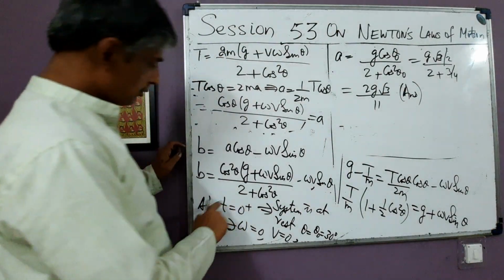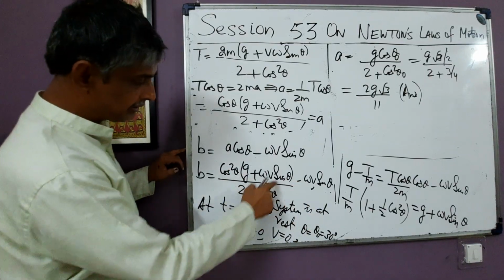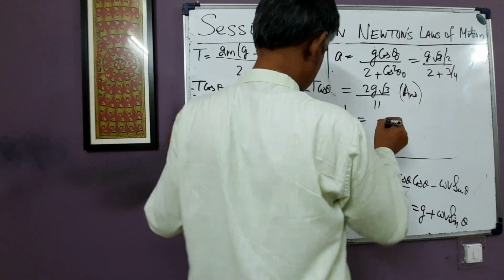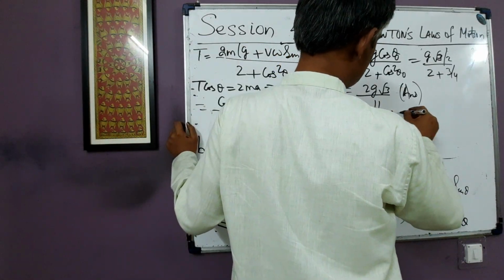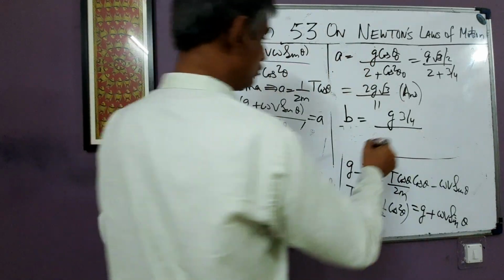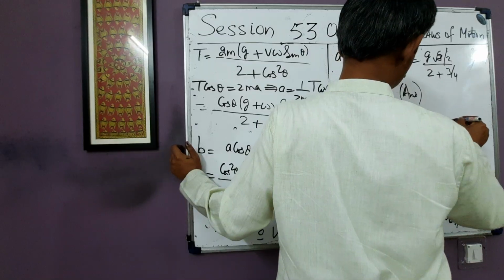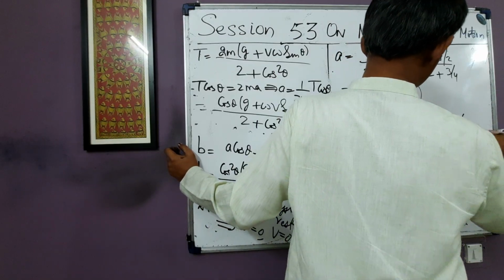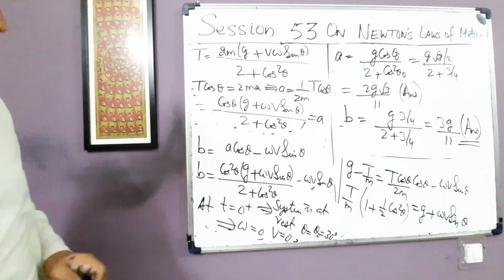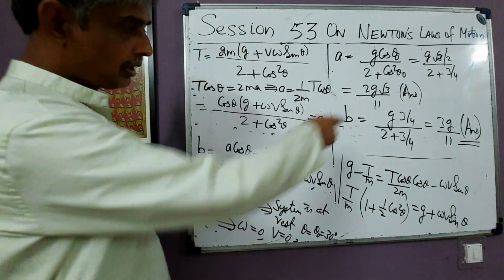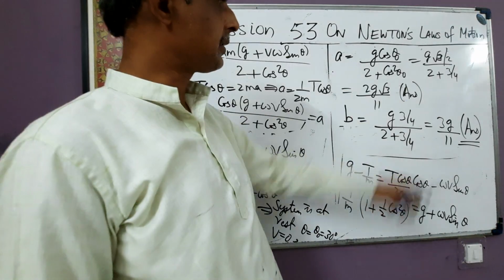And what about B? B also we substitute, remove these two terms because they are 0, and instead of theta we write theta naught. So B becomes G cos square theta naught, which is 3 by 4, by 2 plus cos square theta naught, 3 by 4. So this becomes 3G by 11. This is the required acceleration of the block of mass m at arbitrary instant. So this is the required answer.